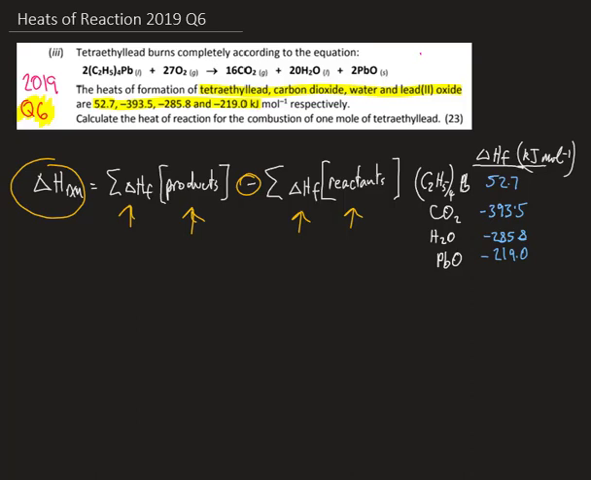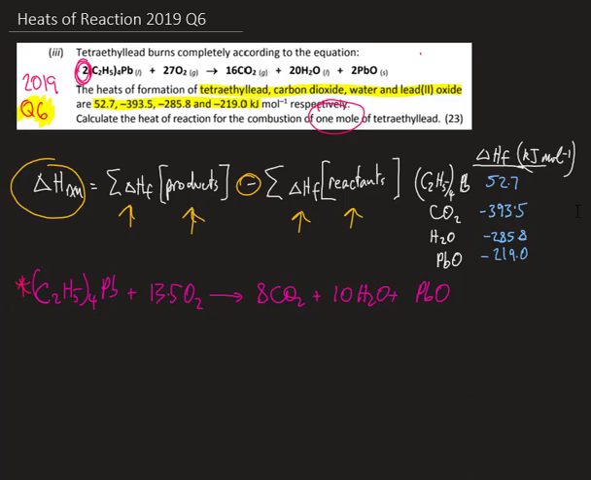So if I have a look at the equation that I'm interested in, what I've got here in pink is slightly different to what's written above, because there's one feature here, which is I'm asked to give the heat of reaction for the combustion of 1 mole of tetraethyl lead. This equation is for 2 moles. So in pink down here, I've written the equation for the combustion of 1 mole. So the values are all halved.